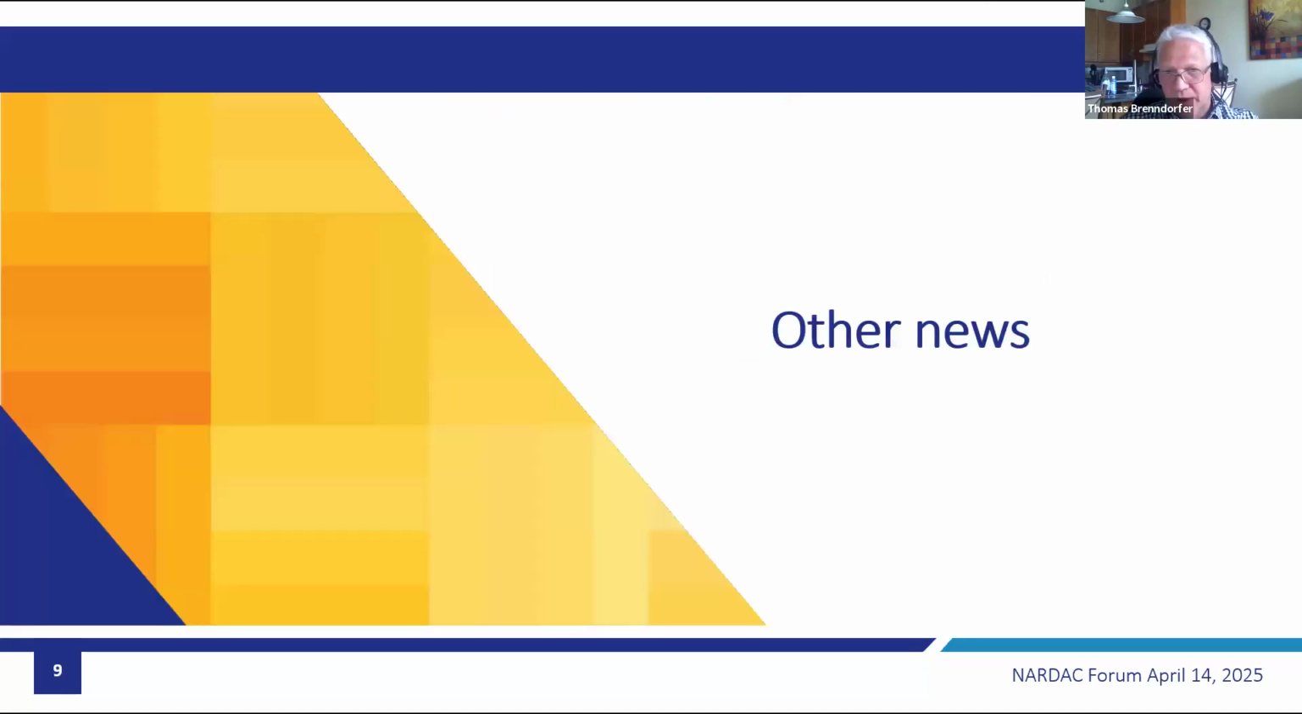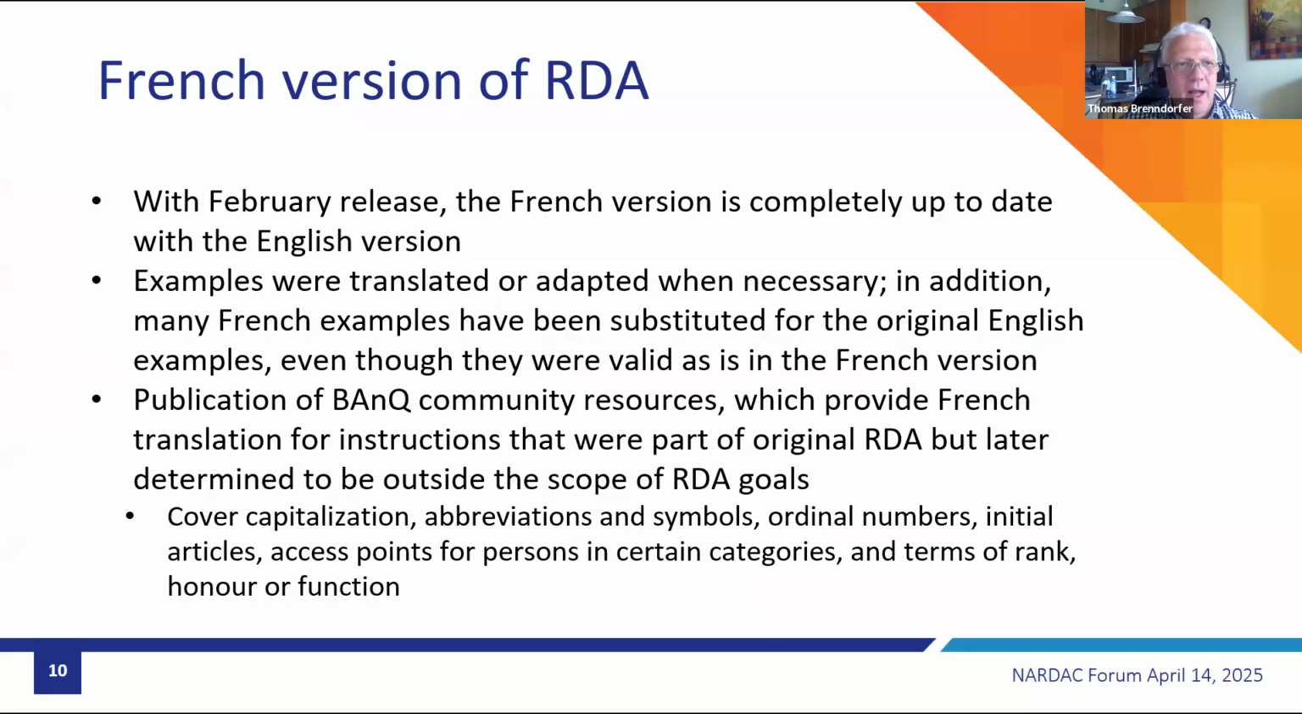So, other news. In North America, of course, the French language is an important part of the input, especially with Quebec. So with the February release of the toolkit, the French version is completely up to date with the English version. Examples were translated or adapted when necessary, and there are some substitutions of examples.